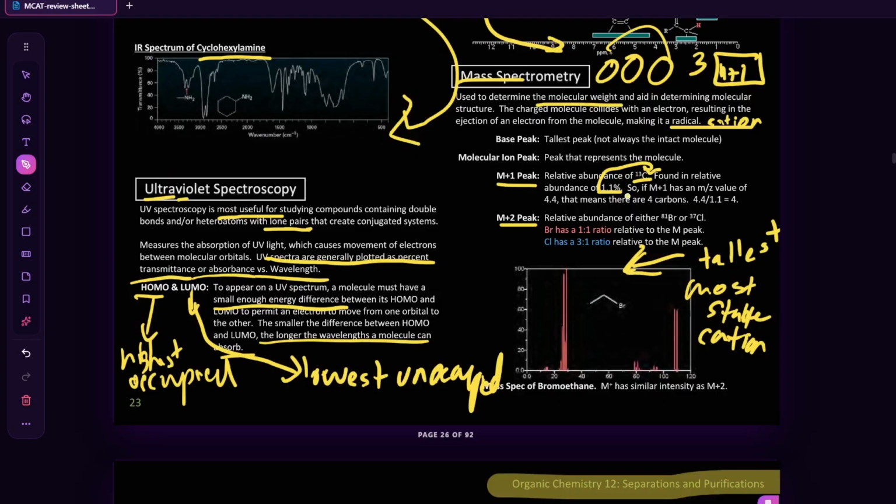So if the M+1 peak's relative height is 4.4%, dividing that by 1.1% tells you that there are 4 carbons in the molecule, for example. So this was an example here.